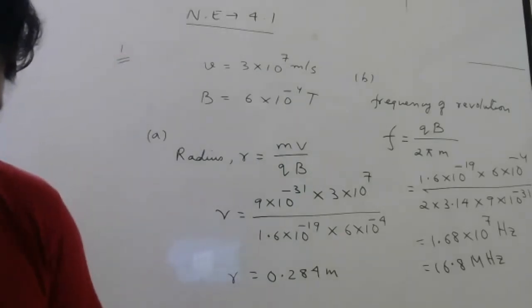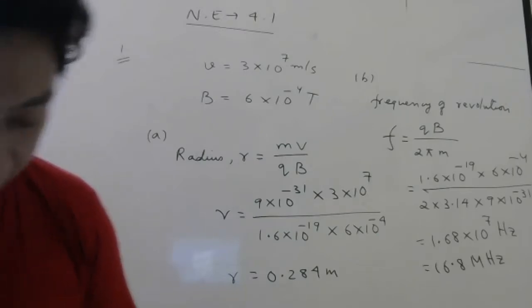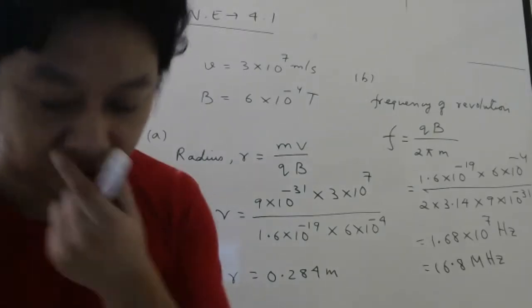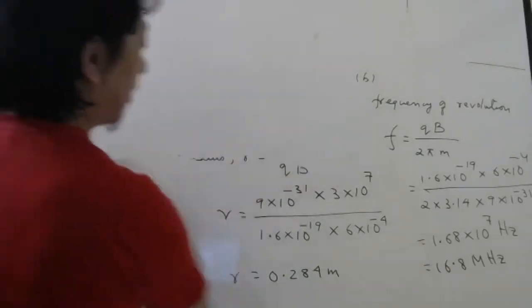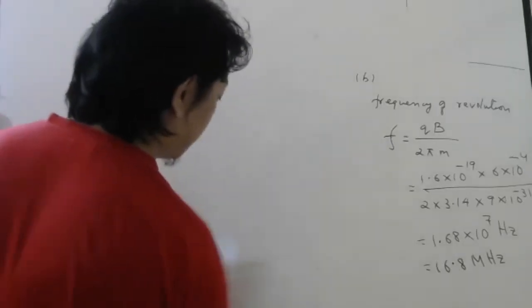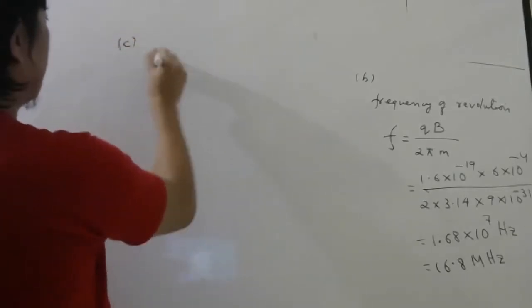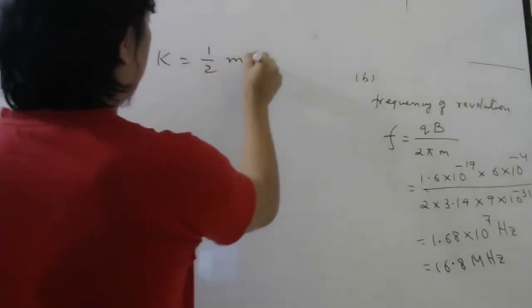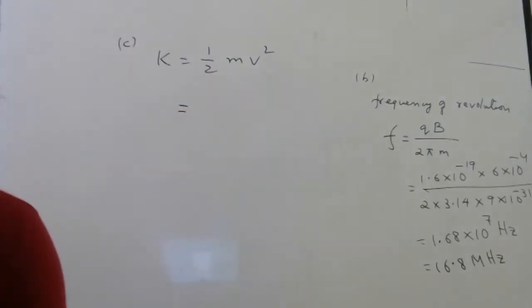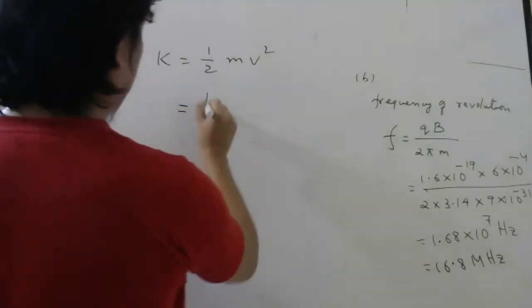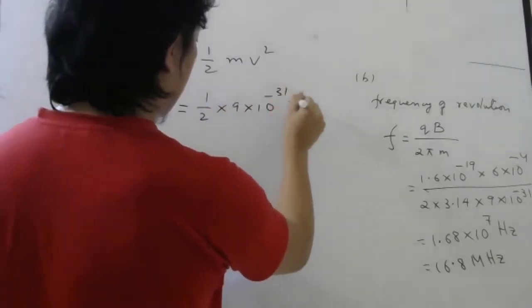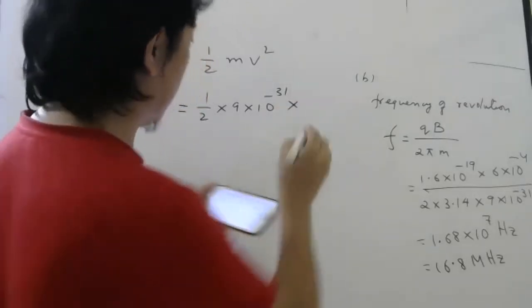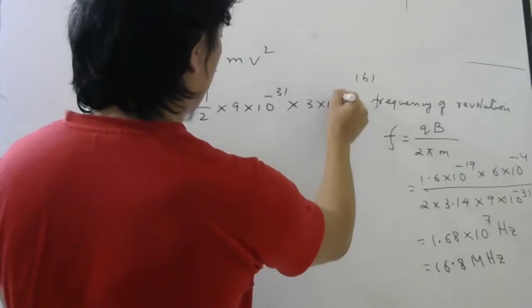What else do they want? Calculate its energy in kilo electron volt. So energy means when something is moving, it will have kinetic energy. Kinetic energy is equal to half m v square. V they have directly given, so no need to do any calculation. 9 into 10 power minus 31. Speed is given, 3 into 10 power 7. Square you have to do.